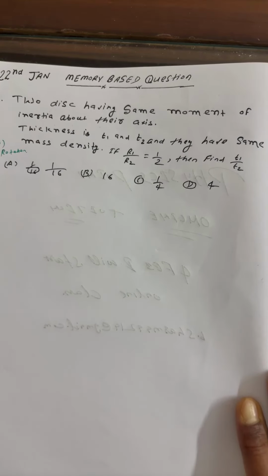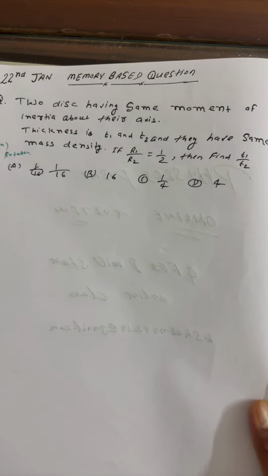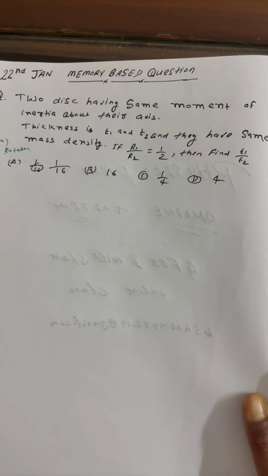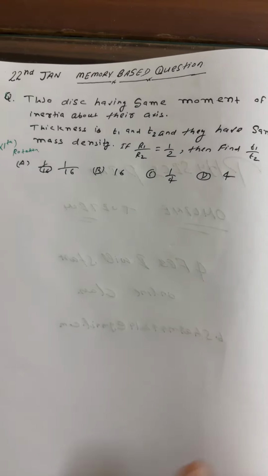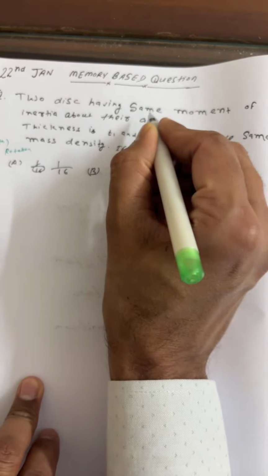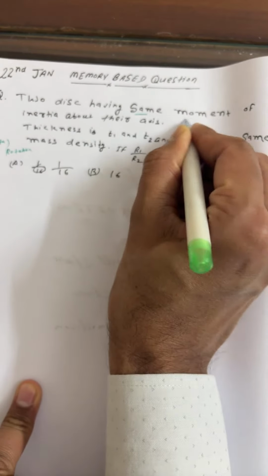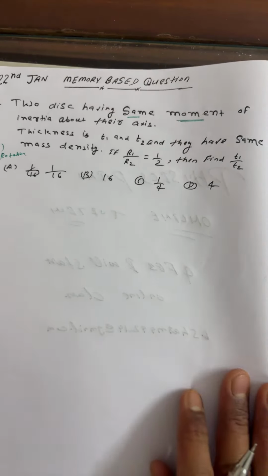Two disks having the same moment of inertia. There are two disks, both have the same moment of inertia about their axis. Thickness is T1 and T2. They have the same mass density. Students, this is a basic point which you have to highlight. What is the first point? Same moment of inertia. There are two disks, both have the same moment of inertia.